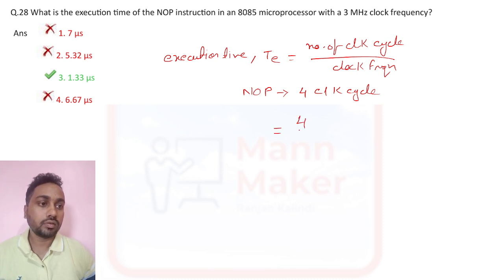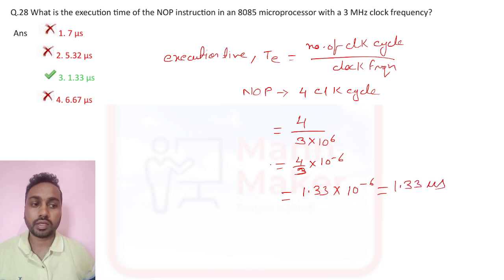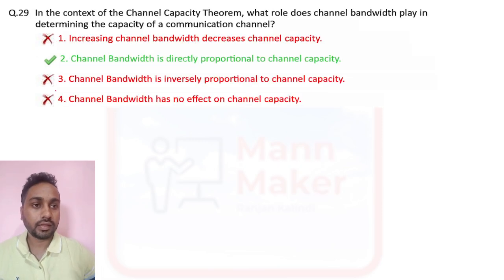So it will be 4 divided by the clock frequency, 3 megahertz, which is 3 into 10 to the power 6. So this is 4 by 3 into 10 to the power minus 6. Then 4 by 3 is 1.33, so it is 1.33 microsecond. So option 3 will be your right answer.